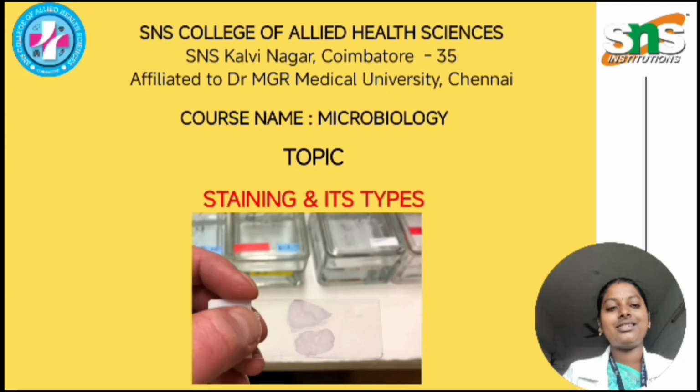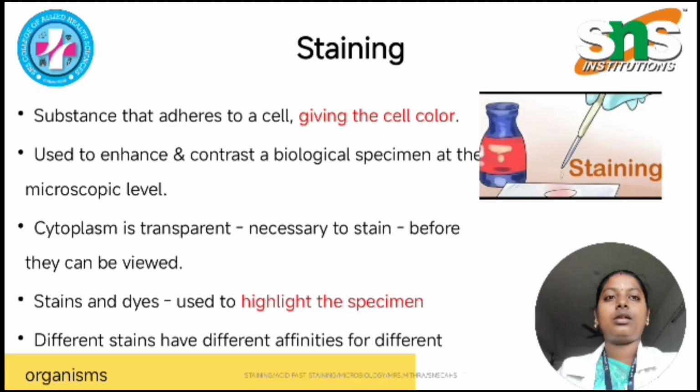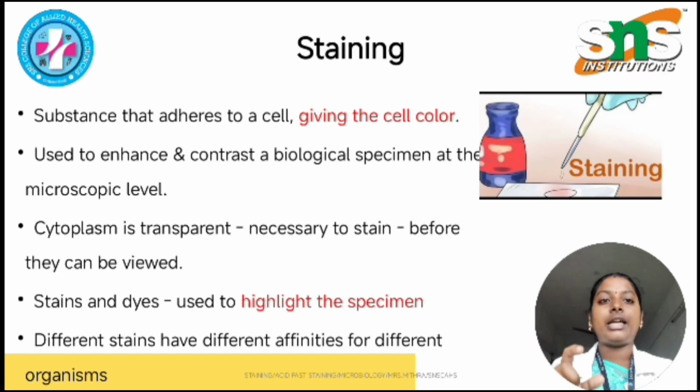Hello everyone. Today we are going to see the topic staining and what are the types of staining. So coming to the staining, which means stains, it is a substance that adheres to the cell which gives the cell the color. So in this meaning, cell indicates the type of microorganism. So it is used to enhance and contrast the biological specimen at the microscopic level.